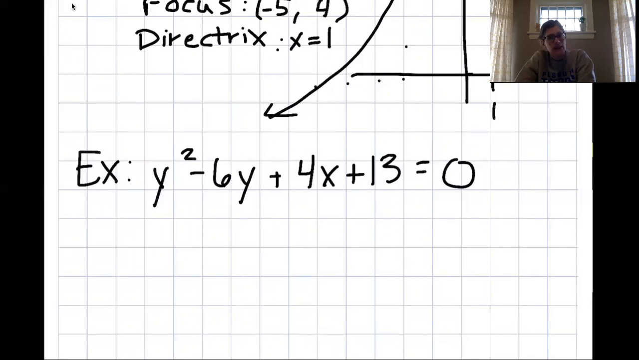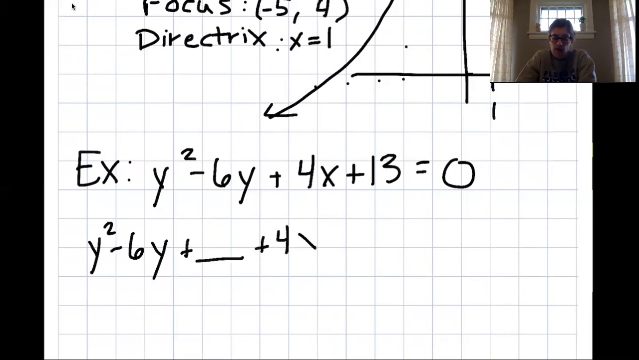So I know that it's a parabola that opens sideways, left or right. If I had only one variable squared and it was an x squared, then I would know it's going to be a parabola that opens up or down. So I'm going to rewrite this so that I can get that square of a binomial by completing my square: y squared minus 6y plus something plus 4x plus 13. And then we're going to subtract whatever we did to complete the square.